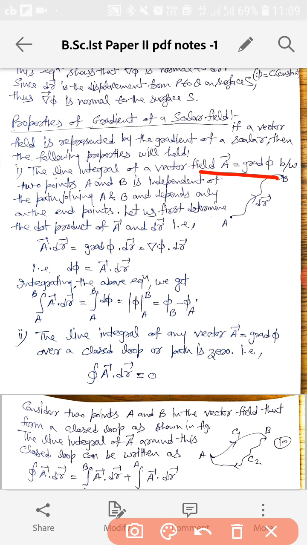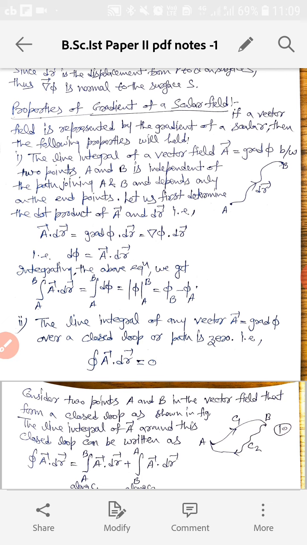In that case, the line integral of that vector, which can be written as the gradient of a scalar function, between two points A and B is independent of the path joining A and B. For example, we have this vector A, which is written as gradient of phi. So let us first determine the dot product A dot dr. For this path A to B, A dot dr will be gradient of phi dot dr, or d phi.